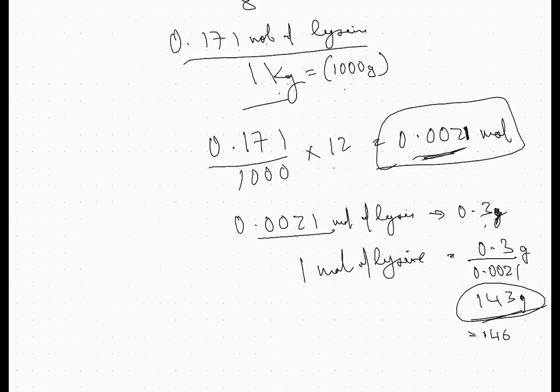So it's another question I have here. 25% by weight sodium chloride. The molar mass of sodium chloride is given as 58.44. They're asking you to find the molality.